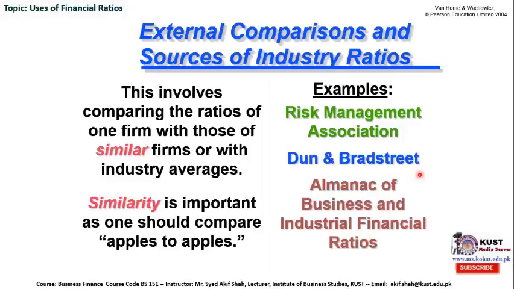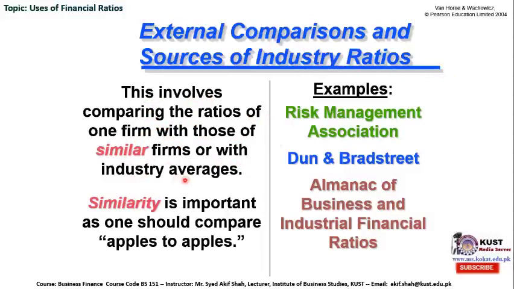So basically we can compare these financial ratios internally during the number of years or time period, and as well as we can compare these financial ratios externally with the similar nature companies. So what is this external comparison and sources of industry? Now the industry phenomenon is clear to you. This involves comparing ratios of one firm with those of similar firms or with industry averages.